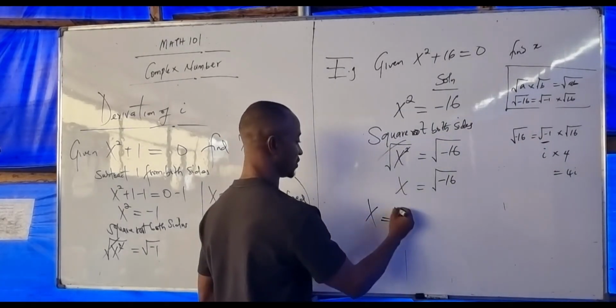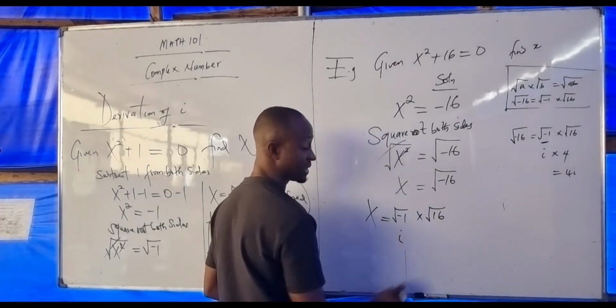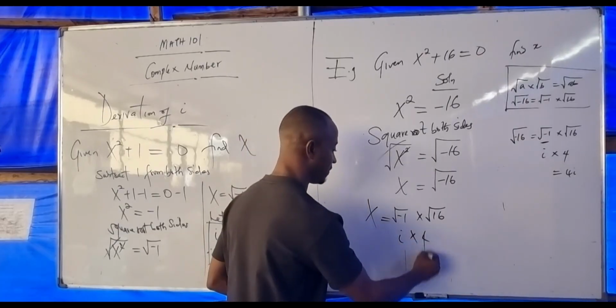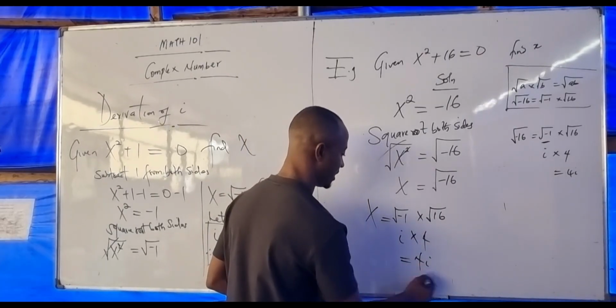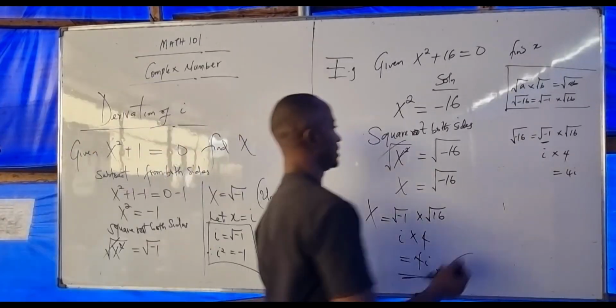So that means here becomes x equals root of minus 1 times root of 16, which is the same as i times 4. What's the answer here? 4i. Is that clear, someone? We have just put it down somewhere. Put this down somewhere.